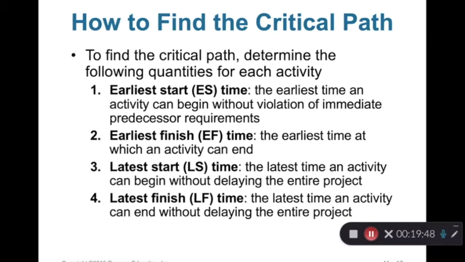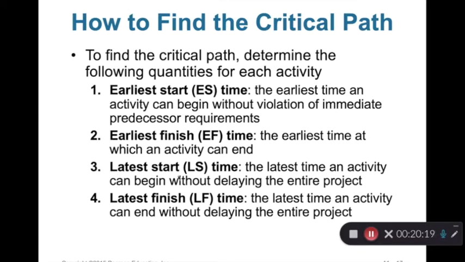Let's look at the first one. Earliest start time, short for ES: the earliest time an activity can begin without a violation of immediate predecessor requirements. So you should know this is ES, and you calculate ES and then EF. EF is the earliest finish time, the earliest time at which an activity can end.